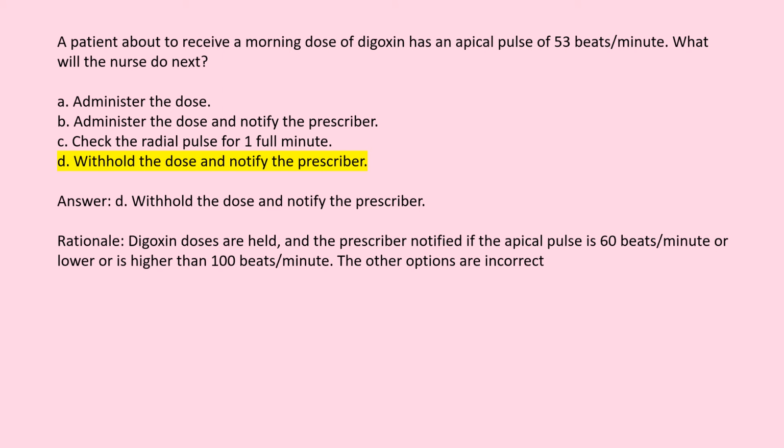Answer. D. Withhold the dose and notify the prescriber. Rationale. Digoxin doses are held, and the prescriber notified if the apical pulse is 60 beats per minute or lower or is higher than 100 beats per minute. The other options are incorrect.